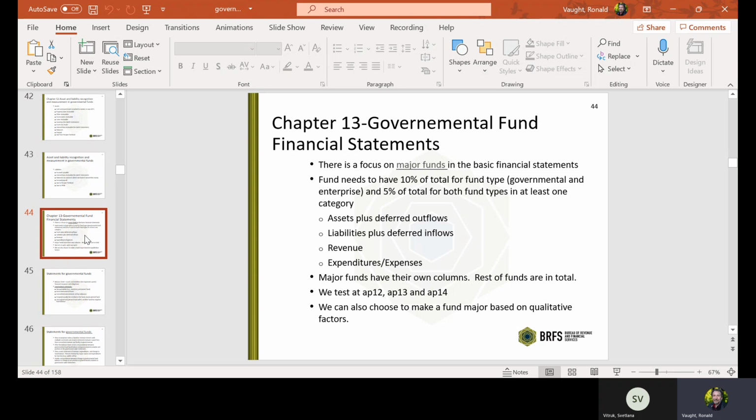So governmental fund financial statements focus on major funds. And the funds, in order to be made major, need to be 10% of the governmental or enterprise and 5% of the total. And we're looking at assets plus deferred outflows, liabilities plus deferred inflows, revenue, expenditures, and expenses. And each major fund has to have its own column. And then the rest of the funds are just a total other funds.